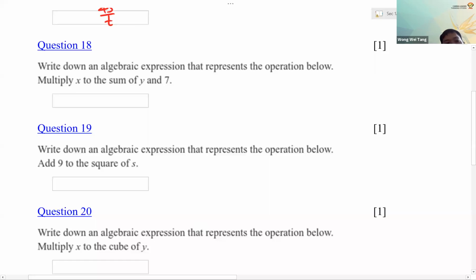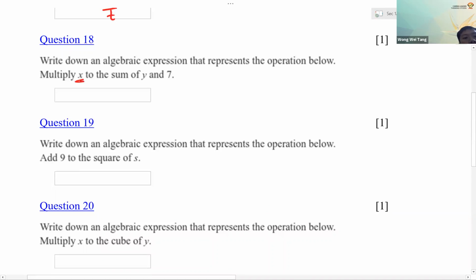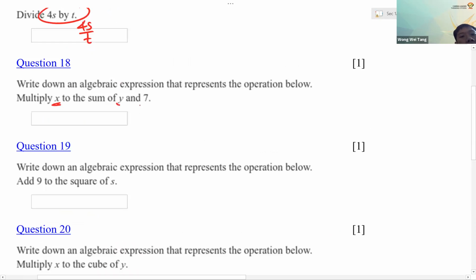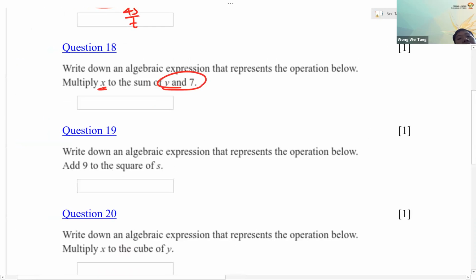Okay, now we get to something a little bit more complicated. So we are supposed to multiply x. So there's an x times something. Multiply x to something. The sum of y and 7. What does the sum of y and 7 mean? E-Ray, can you help us? What does the sum of y and 7 mean?